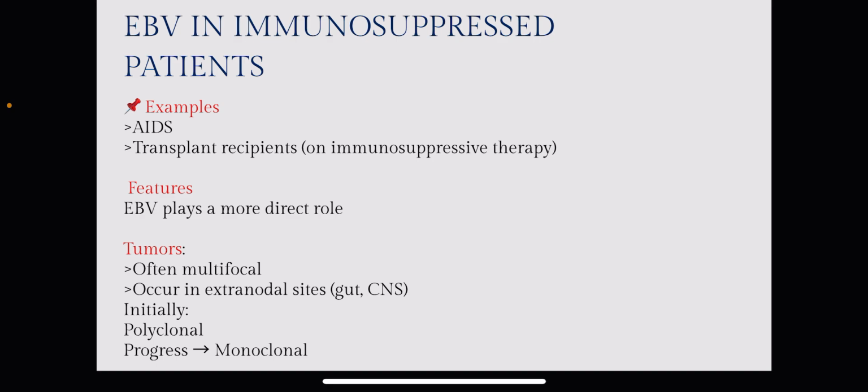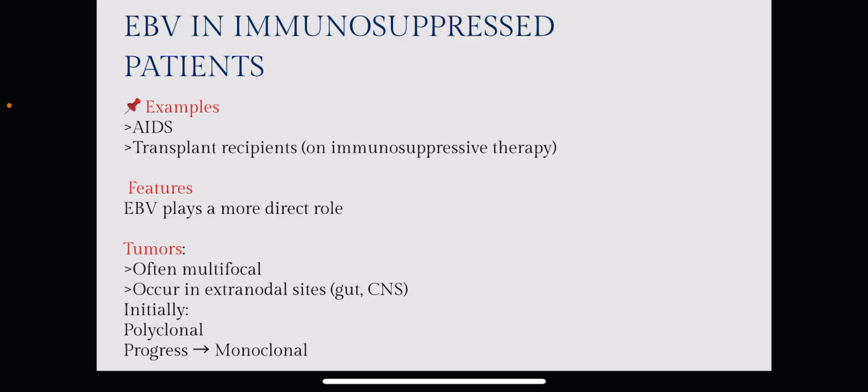Now coming to the next section, that is Epstein-Barr virus in immunosuppressed patients. Examples: AIDS and the transplant recipients. The transplant recipients will be on immunosuppressive therapy. So, there is a prominent suppression of the immune responses. As you all know, AIDS is an immunosuppressive disorder.